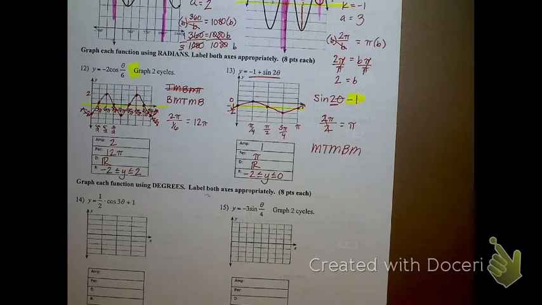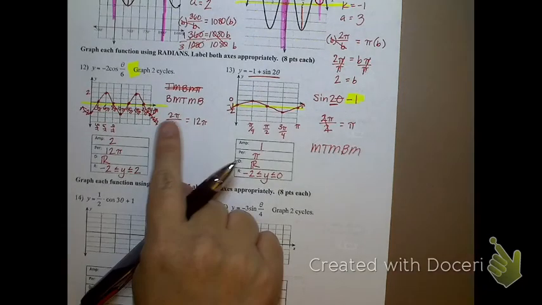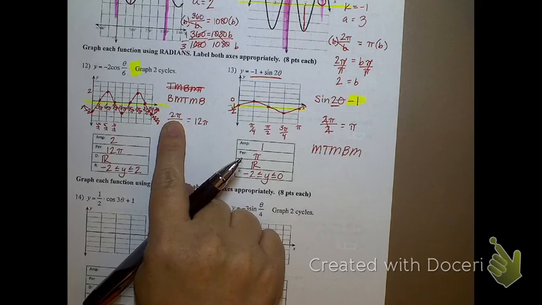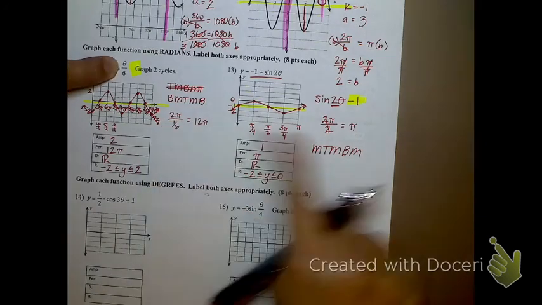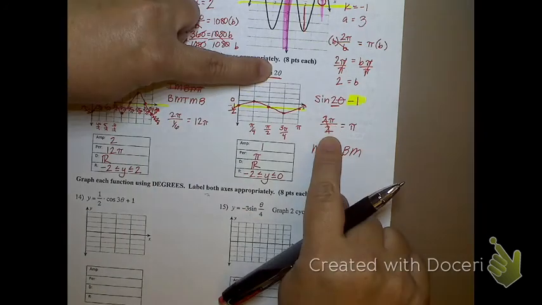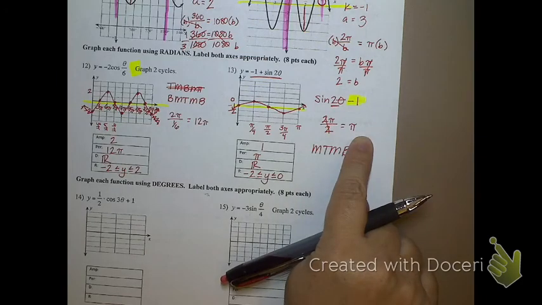Yes. Uh-huh. Yes. How did I get what? Pi for the period. We're talking about radians, so you always do 2 pi divided by whatever b is. So here we did 2 pi divided by 1/6. Here we did 2 pi divided by 2. And that gets me pi for the period.